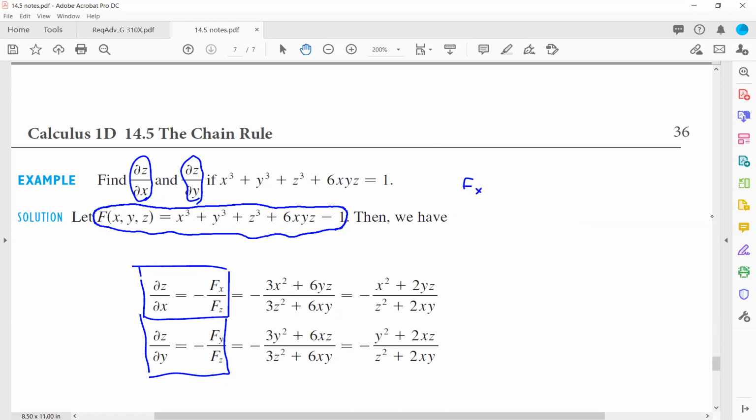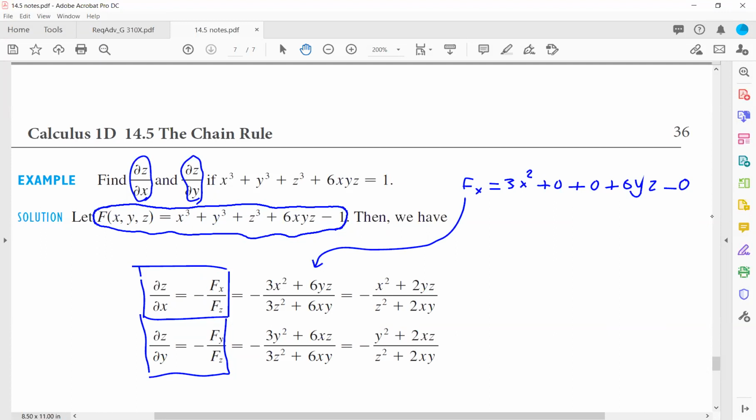So f of x, partial derivative with respect to x. The first term has x in it, 3x squared. The second term has only y in it, the derivative with respect to x is 0. This term has only z in it, the derivative with respect to x is 0. This term here has x in it, so the derivative is 6yz. And finally, you have a constant, which is 0. 3x squared plus 6yz goes on the numerator, f of x.